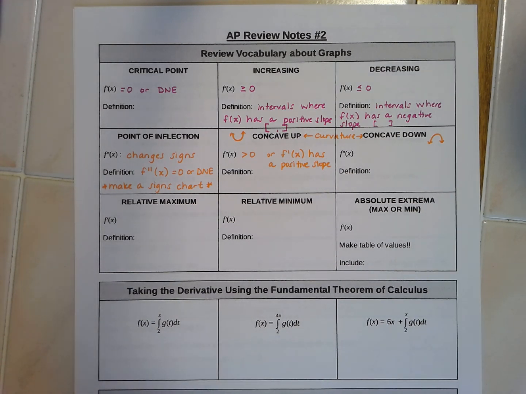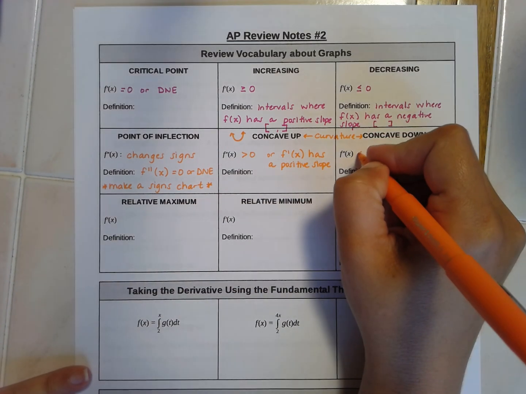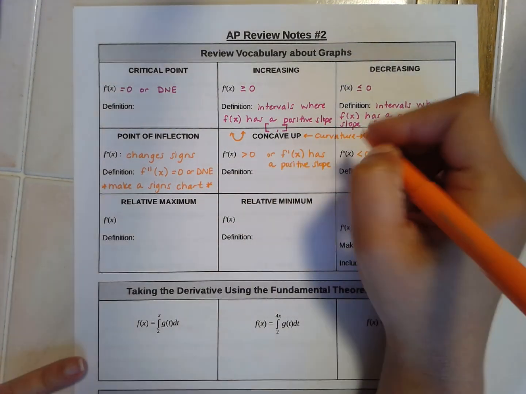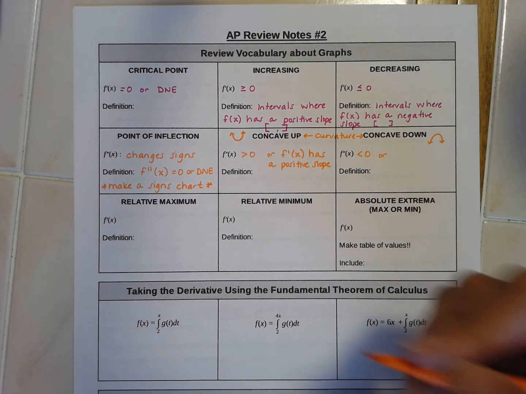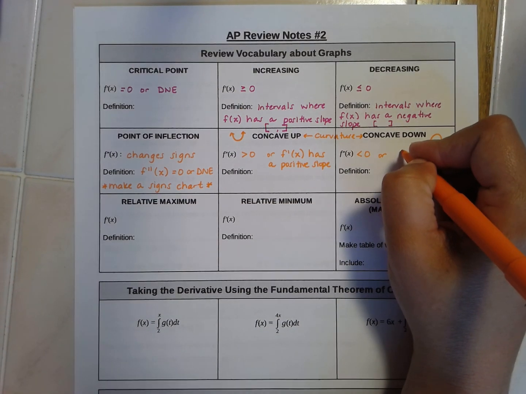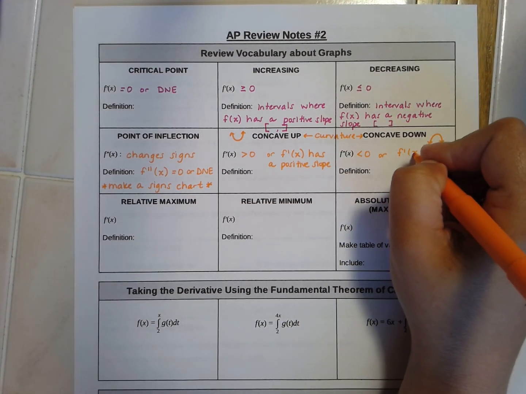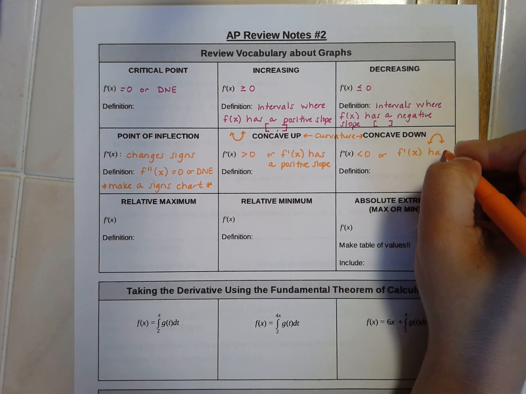Now, if we're talking about concave down, we're looking at places where the second derivative is less than 0, or if you can't actually find the second derivative, so if, for example, you don't have a function, you just have the graph of f prime, we would say it's because f prime has a negative slope.